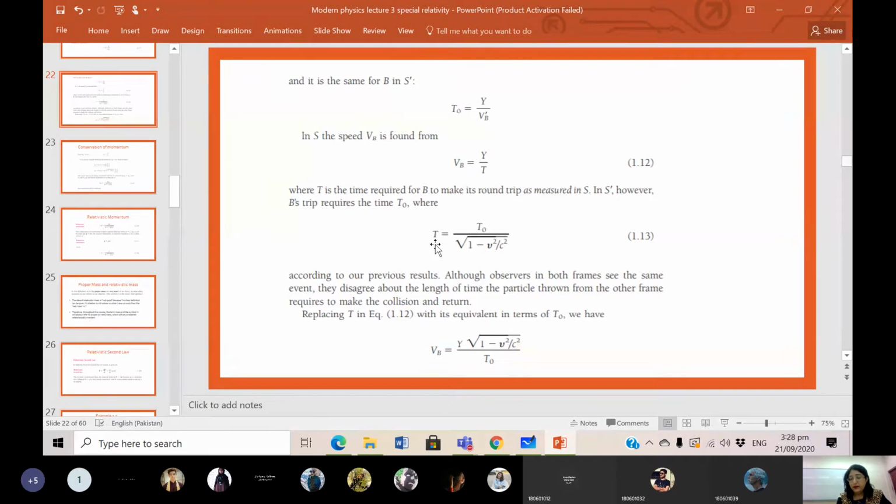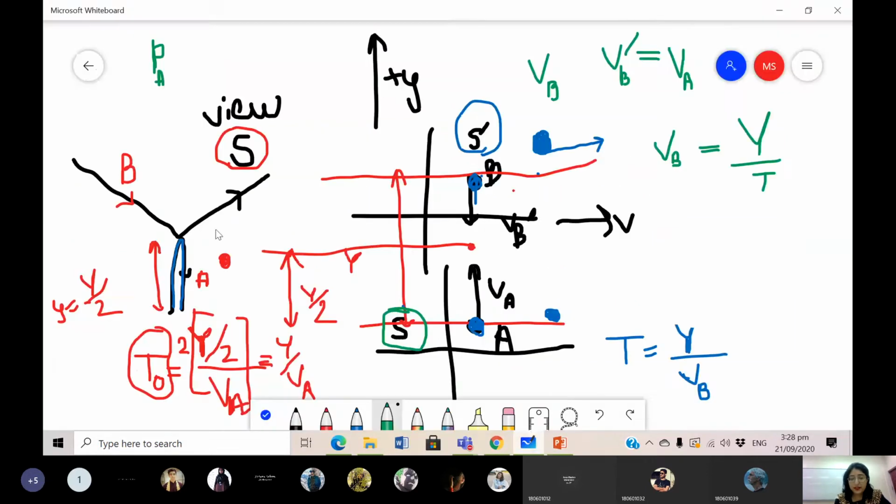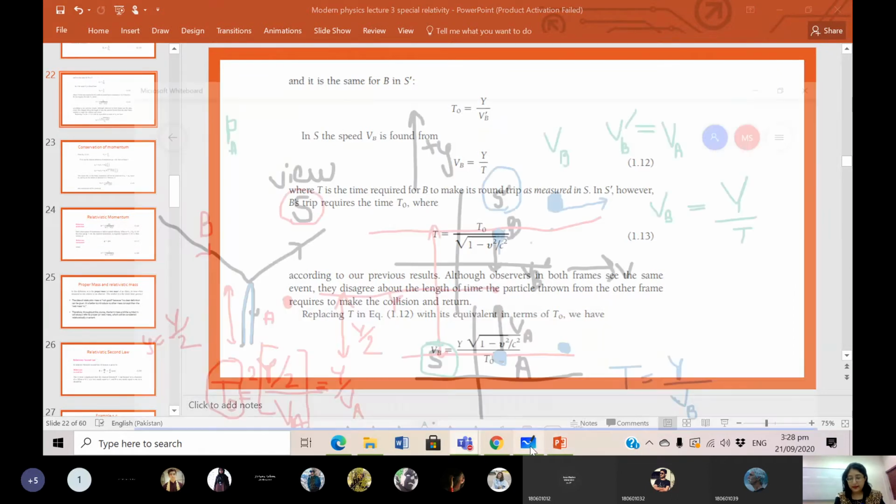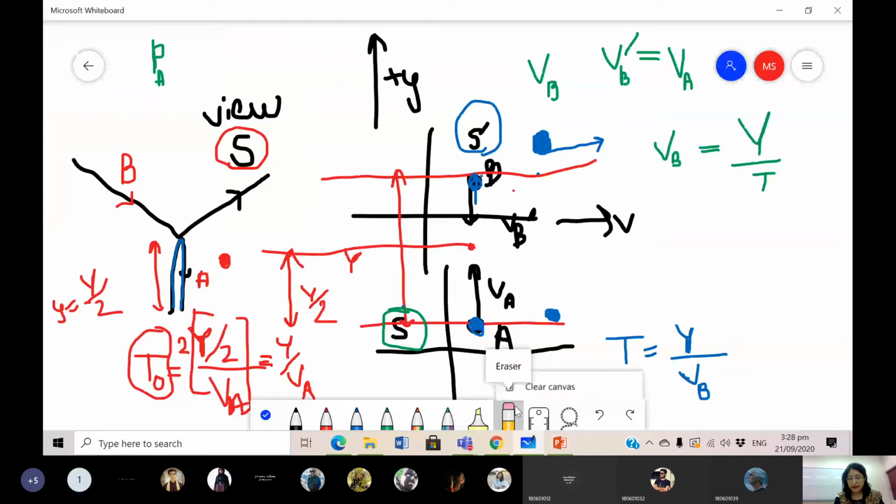T, which is the time required for B to make its round trip as measured in S frame, will be T equal to T0 divided by the square root of 1 minus V squared over C squared, because of the time dilation factor. So when we do that, does this equation make sense? I think I should erase the board and write it all over again, because it's getting very messy.